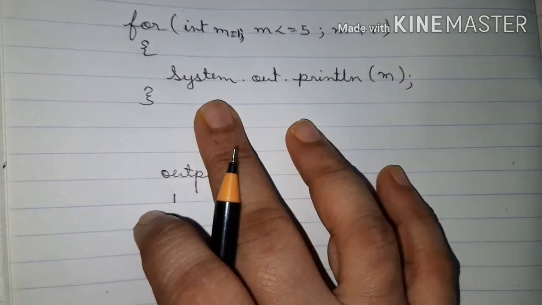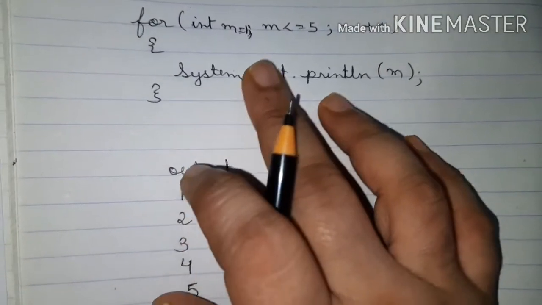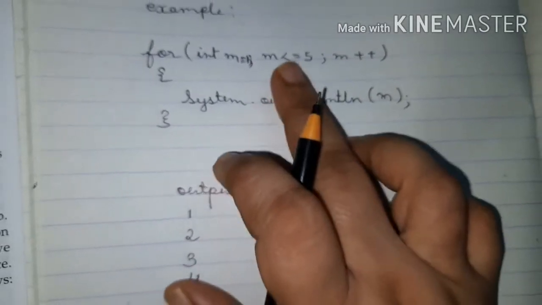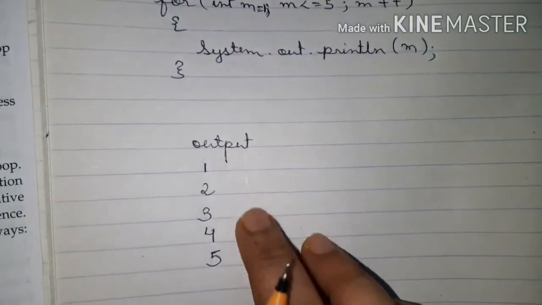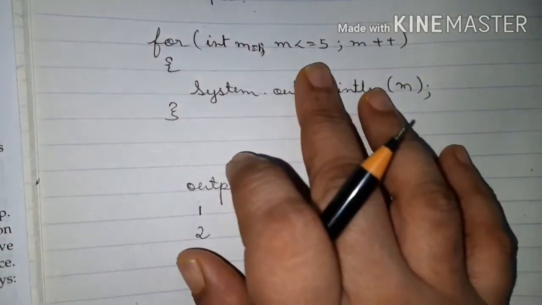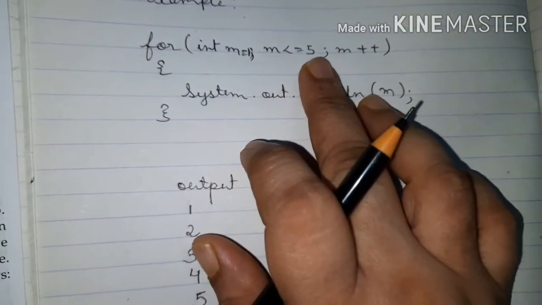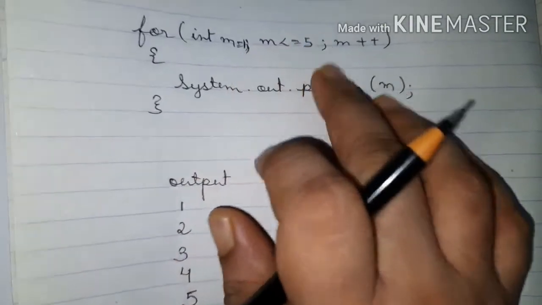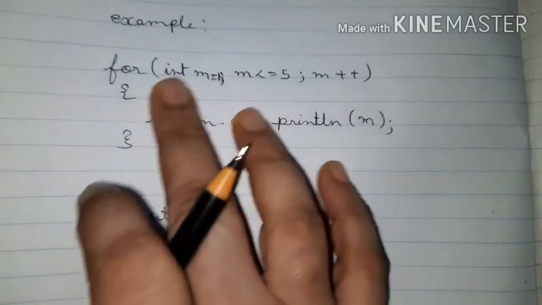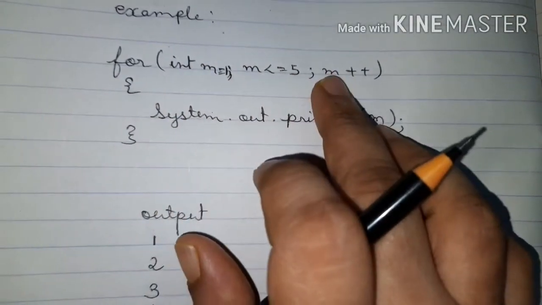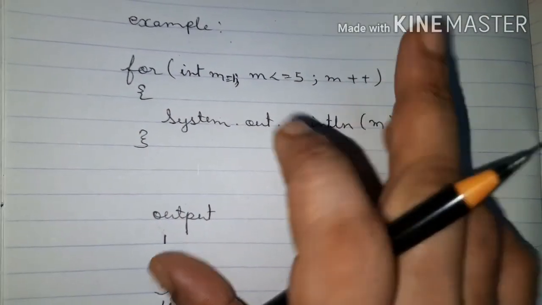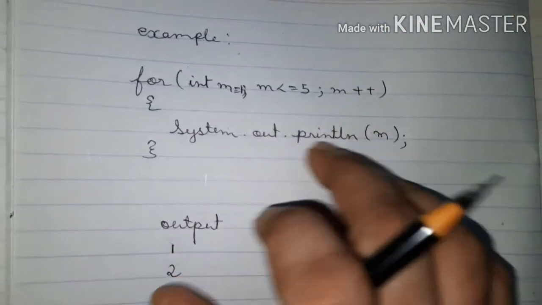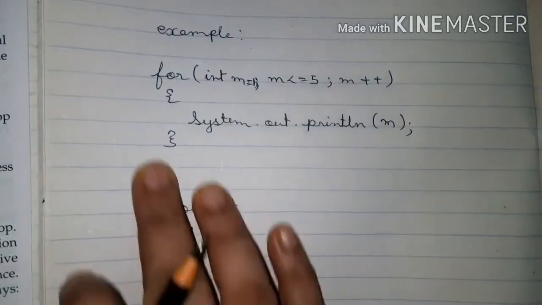Now m is increased by 1 again. So m is 6. So it will come to the condition. So condition is false. So it will come out of the loop. So you can see 1, 2, 3, 4, 5. So the control moved here. There is a control we gave up till 5. So 5 times the loop was going on, and here m plus plus, so it is increasing by 1. So in this way it is the continuous loop.